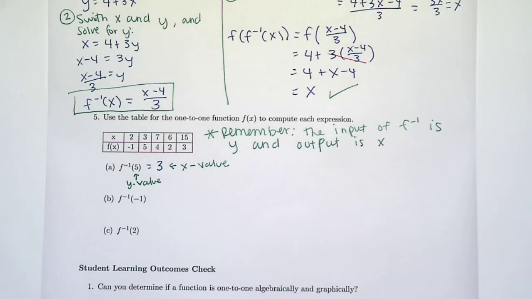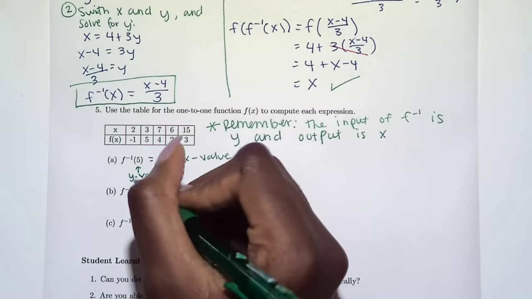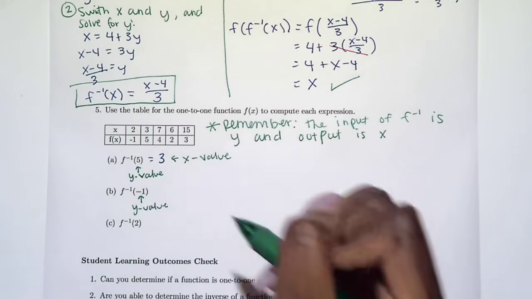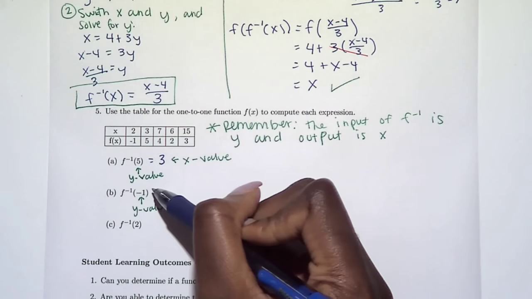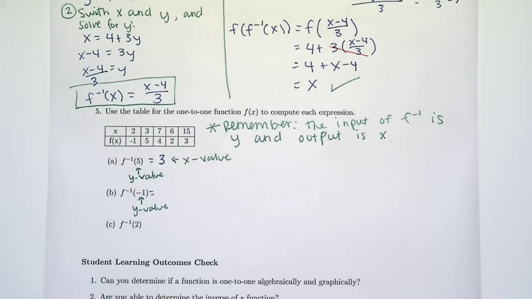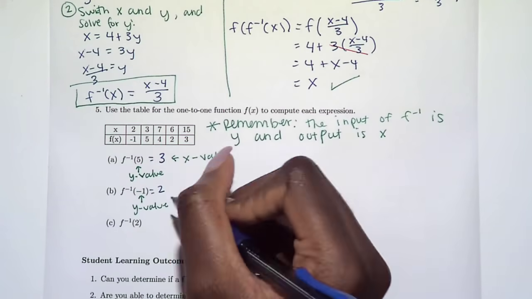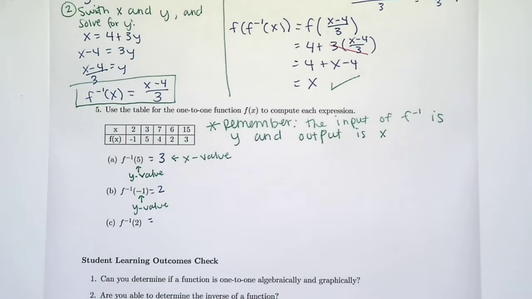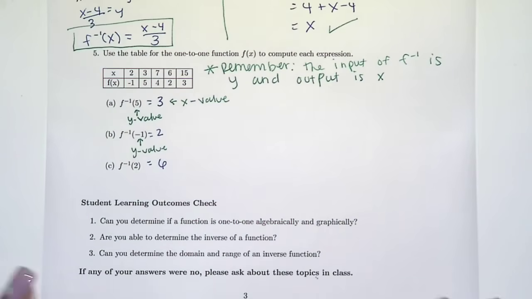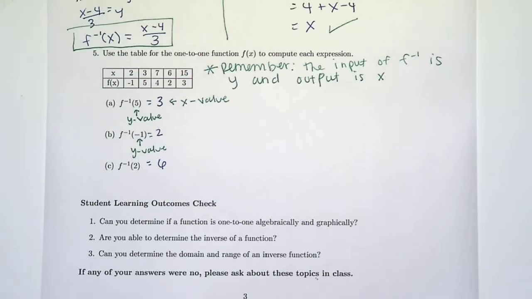Okay. Now let's find f inverse of -1. Remember, -1 is a y value. So we can look at the y values on our table. f inverse of -1 is 2. All right, I'll let you do the last one and you can check your answer with me. f inverse of 2 is 6.